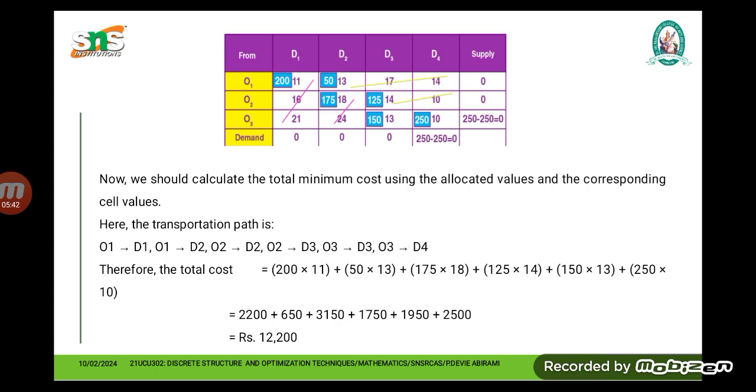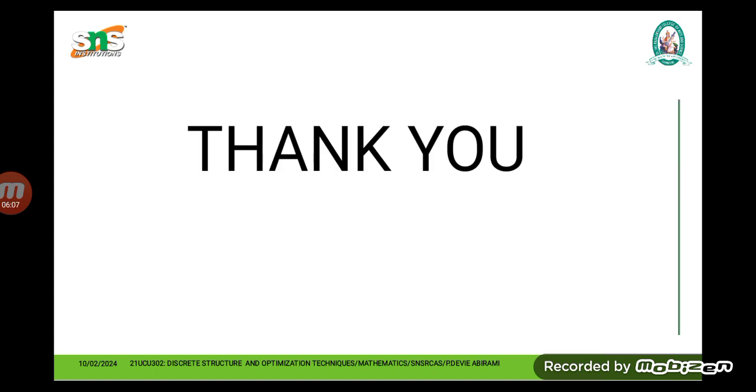Now I am going to add the total cost, that is 200 into 11 plus 50 into 13. These are taken from my allocated cells. If we multiply and sum these products, it will give the value 12,200. Similarly, we can find the total cost of the given problem by using the northwest method.